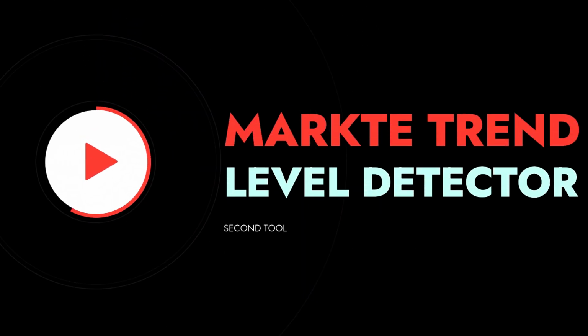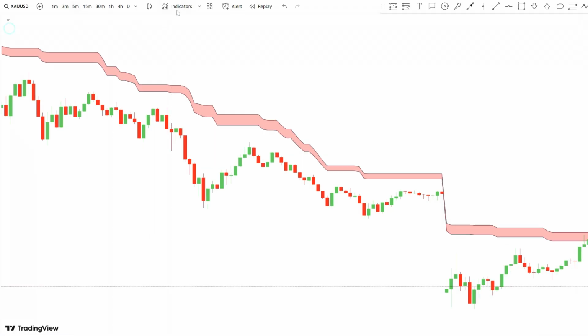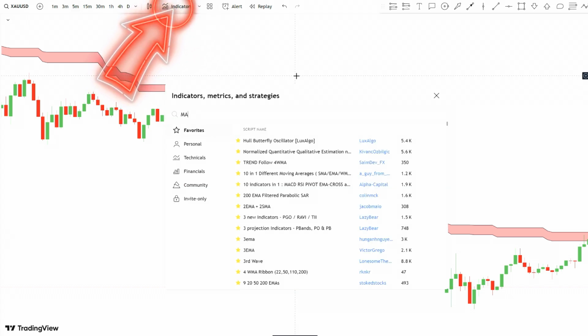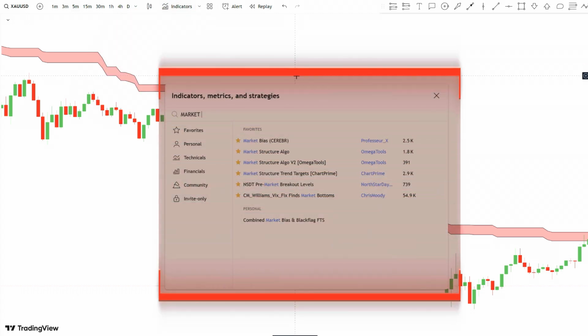Let's get that pulled up. Same deal as last time. Go to the indicators button on TradingView, search for Market Trend Levels Detector, click it and add it to your chart.